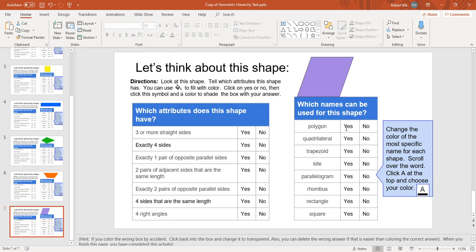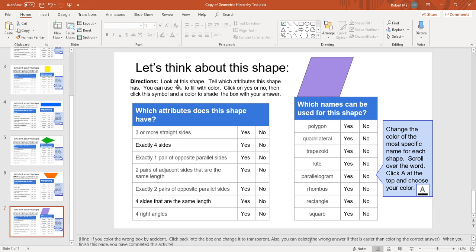3 or more straight sides. A quadrilateral, yes, it has 4 sides. A trapezoid, no, because it has more than one pair of opposite parallel sides. It is a kite because it has 2 pairs of adjacent sides being the same, because all 4 sides are the same. It is a parallelogram because it has 2 pairs of parallel sides. It is a rhombus, yes, because it has 4 sides that are the same and 2 pairs of parallel sides. It is not a rectangle, and it's not a square because it doesn't have any 90-degree angles.